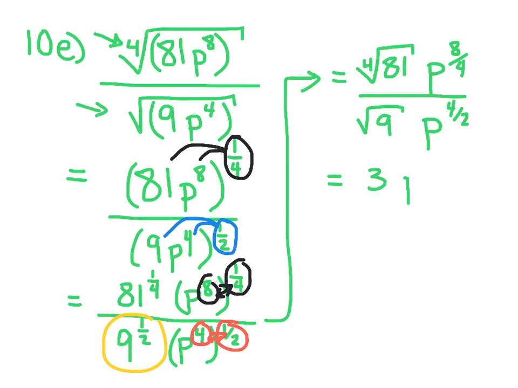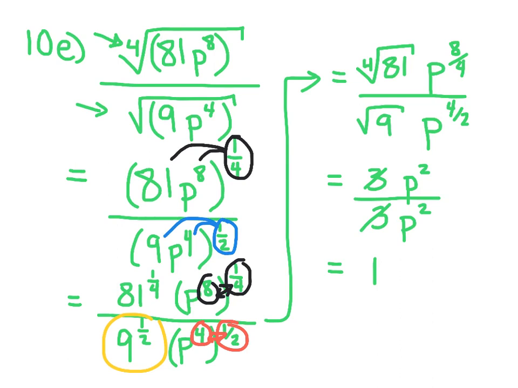And then I have p to the power of 8 divided by 4 is 2, all over. Now the square root of 9 is 3, because 3 times itself is 9. And then this is p to the power of, and 4 divided by 2 is 2. I mean, most of us can just see that this is 1. 3p squared divided by itself has to be 1. However, if you didn't see that, 3 divided by 3 is 1.